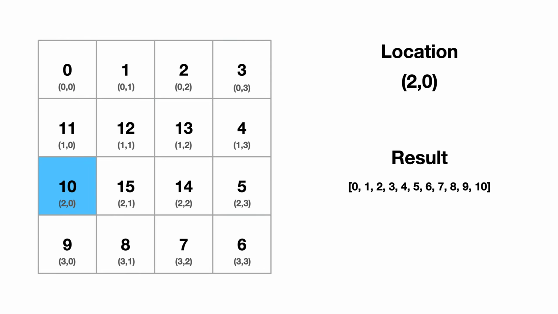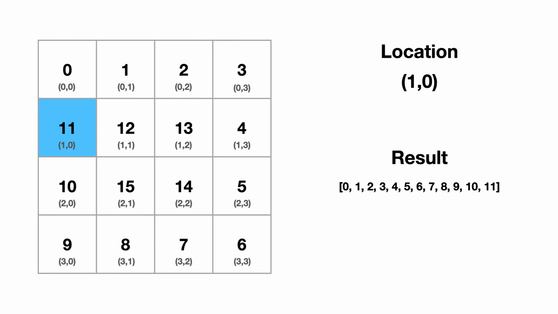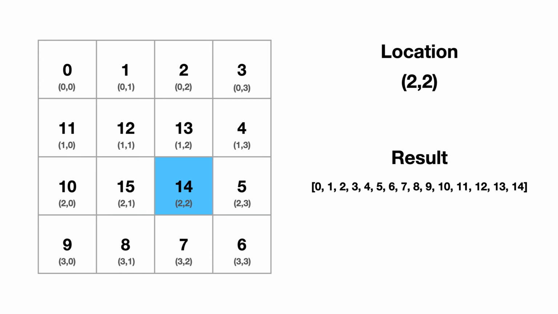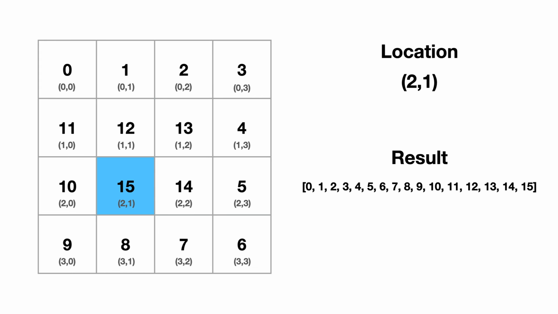So we add 9, 10, 11, then we go right, but then again we stop before we reach an item we've seen. So we go from 1, 0 to 1, 2, we add 11, 12, 13, then go down, find another item we've seen, so we go back left. We reach the point 2, 1, which is the result 15, and our final item.